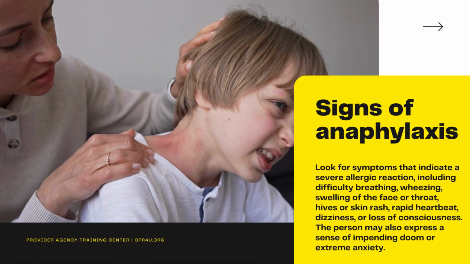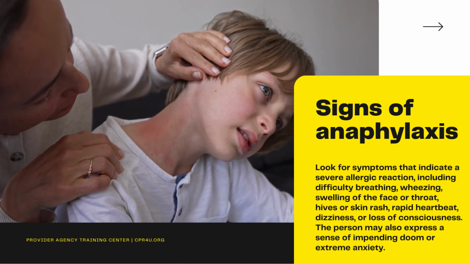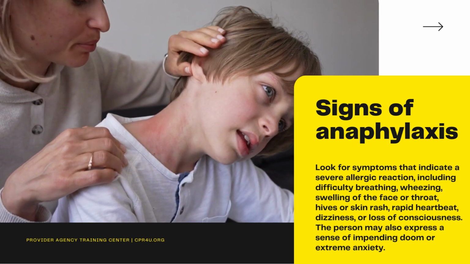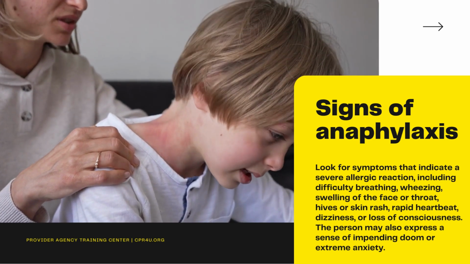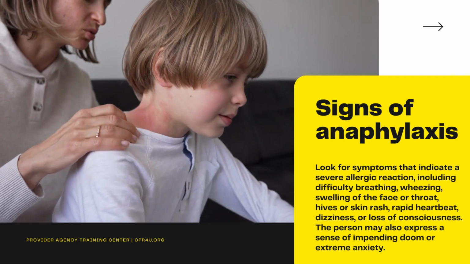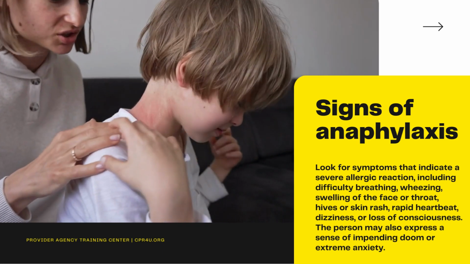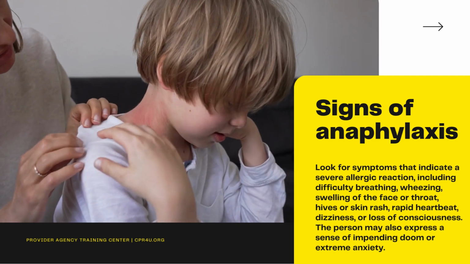Let's review how to recognize the signs of anaphylaxis. Look for symptoms that indicate a severe allergic reaction, including difficulty breathing, wheezing, swelling of the face or throat, hives or skin rash, rapid heartbeat, dizziness, or loss of consciousness. The person may also express a sense of impending doom or extreme anxiety.